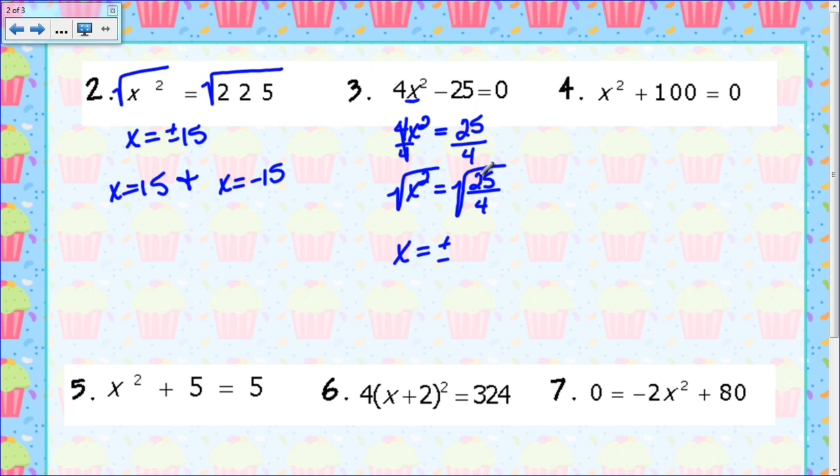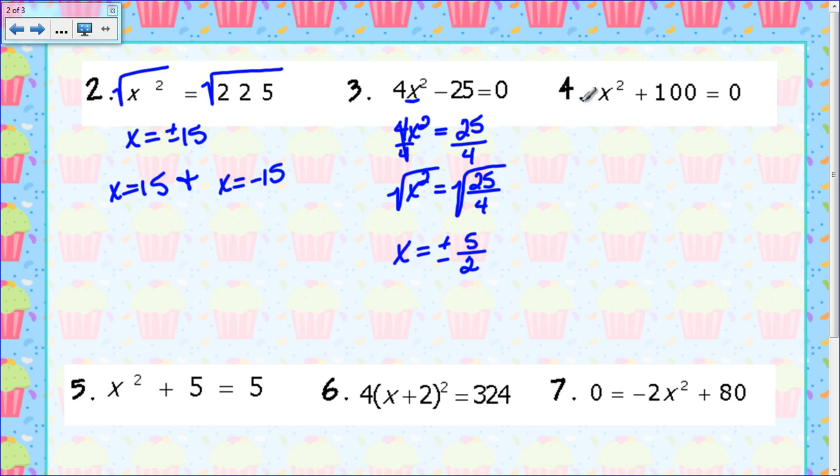The square root of the numerator, 25, is 5. The square root of the denominator, 4, is 2, and so this becomes plus or minus 5 over 2. If you want to simplify that out, you could say it's plus or minus 2.5, but there's nothing wrong with the fraction, even though it's improper. It's okay to keep that as a fraction.